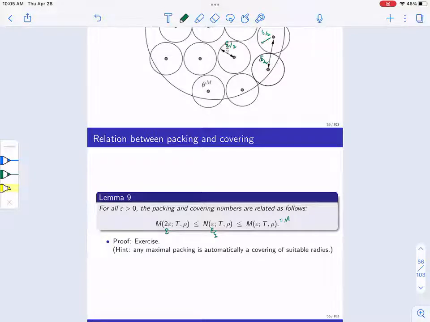Any maximal 2 epsilon packing is not, right, but there could be some other, yeah, okay, it's a little tricky. I'll let you figure it out. I'm not sure, to be honest. It's related to this idea, but to write it down properly will be assigned as a homework problem. But this side is sort of clear. We're going to use this.